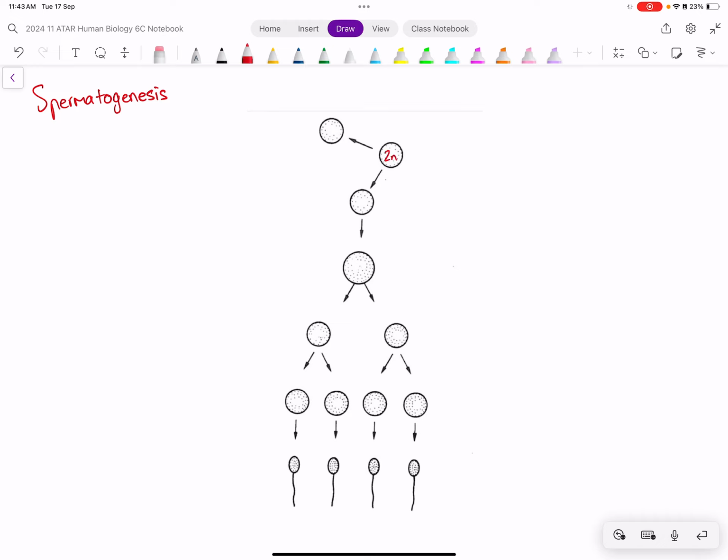So to start off, we have this cell up the top. This is a diploid cell. Now, this cell is known as the sperm mother cell. It is the cell in which all sperm are derived from, and this is the spermatogonia. Now, as I mentioned, and as we can see in the cell itself, it is a diploid cell, meaning that it contains one complete set of chromosomes. Now, this spermatogonia undergoes the process of mitosis.